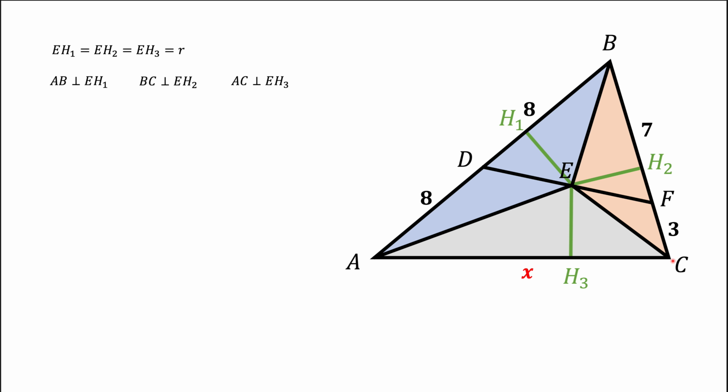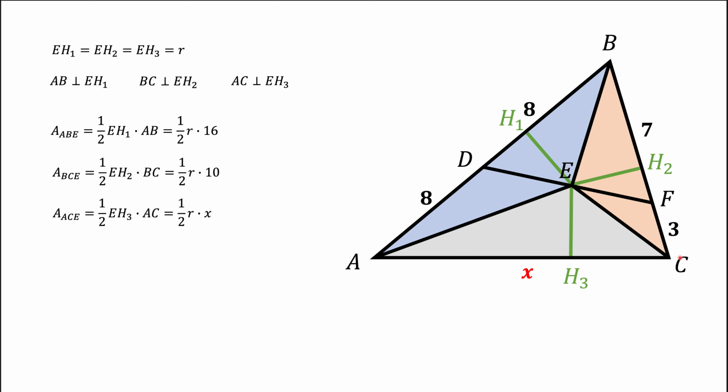So let's consider triangle AEB, the blue triangle. The area of this triangle is the height or altitude, that will be EH1, times the length of the side of this triangle AB, divided by 2. For the orange triangle, it's a half EH2 times BC. And for the triangle AEC, it will be half EH3 times AC.